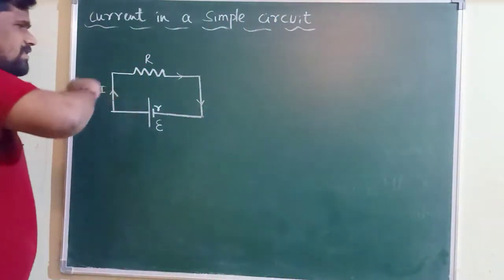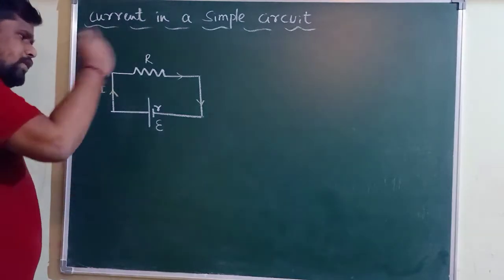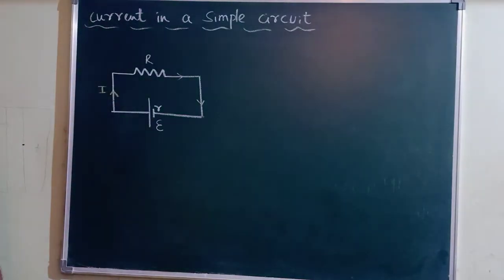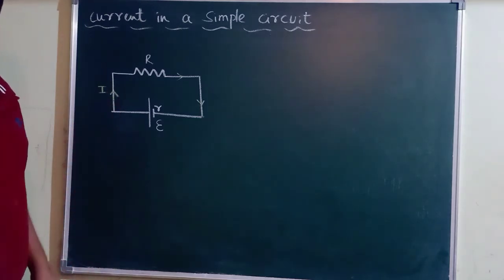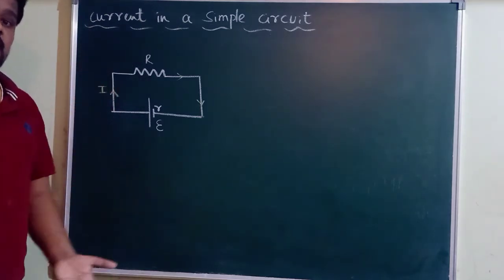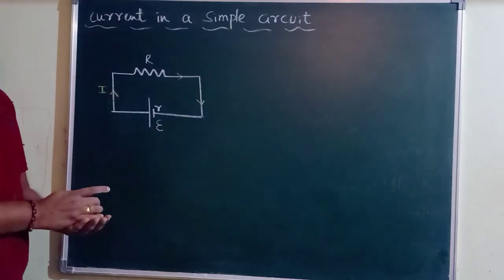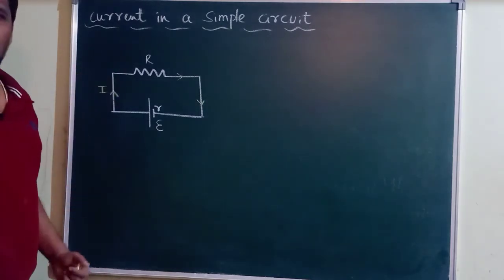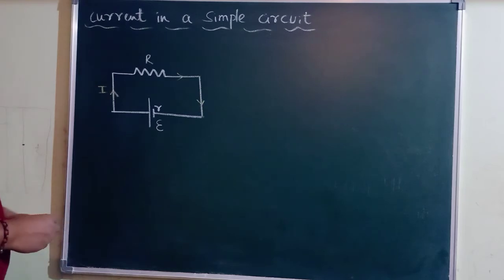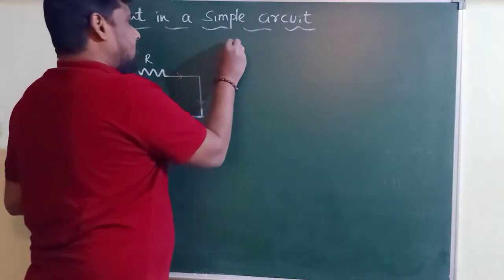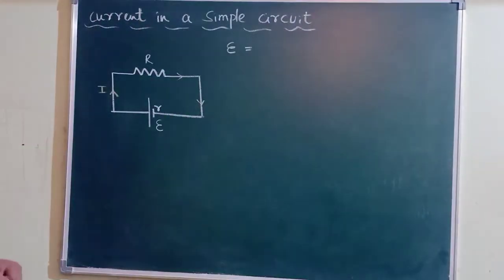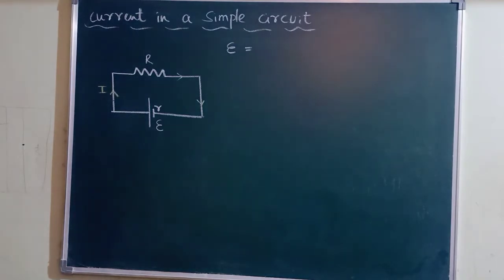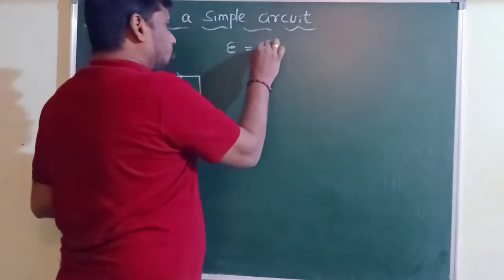For current to flow in a circuit, the current should overcome the internal resistance. For that you have to do work. Current should overcome the external resistance. For that also you have to do work here. Therefore, E, the total amount of energy supplied by the cell, is utilized for two purposes.